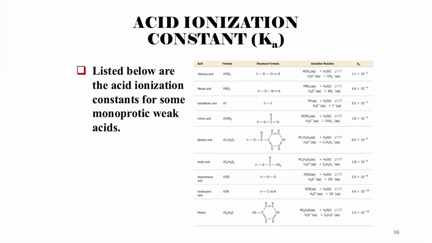So here we have hydrofluoric acid. HA is equal to HF. We have water, which is going to create the hydronium ion, and then F minus is going to be our what? A minus, which is our conjugate base, right?